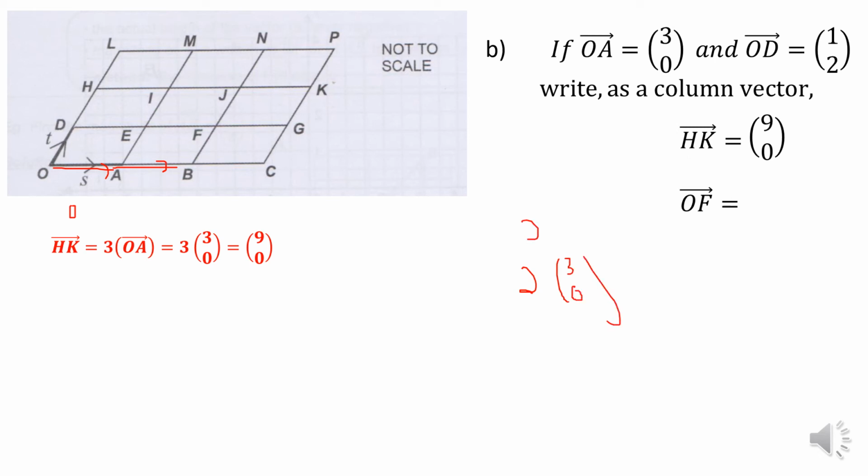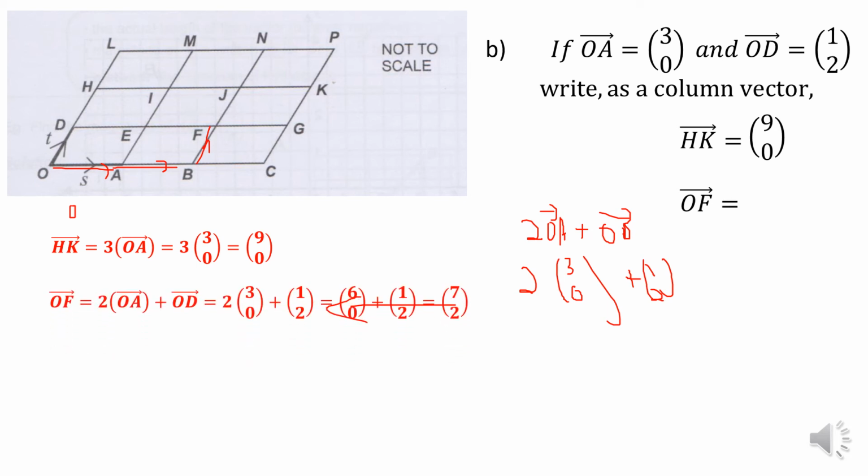Okay, so it's 2 OA. And then 1 OD plus, well, OD. So whatever that OD is, 1, 2. So we are going to add them. And I'm going to show you here when I bring up the solution, so you can have an idea as to how I managed to get to this answer here of 7, 2.